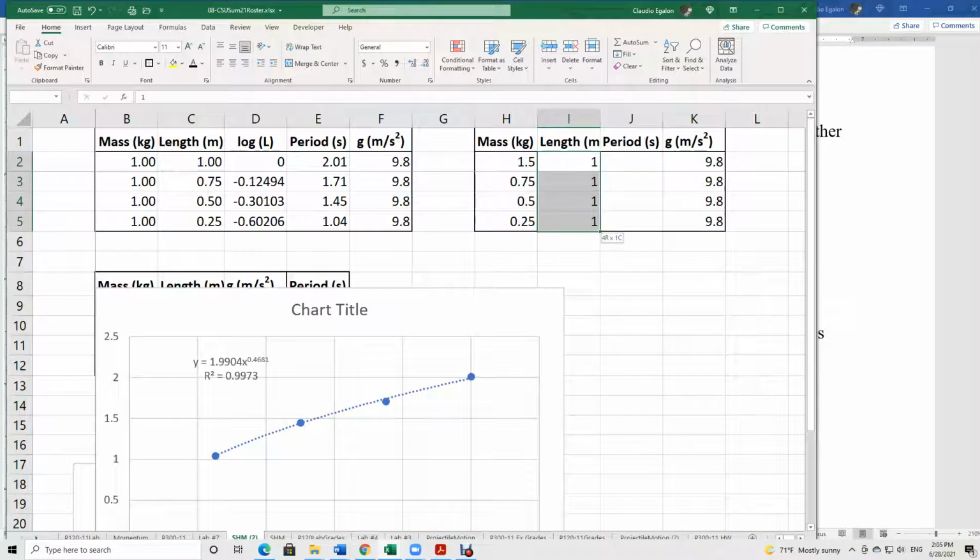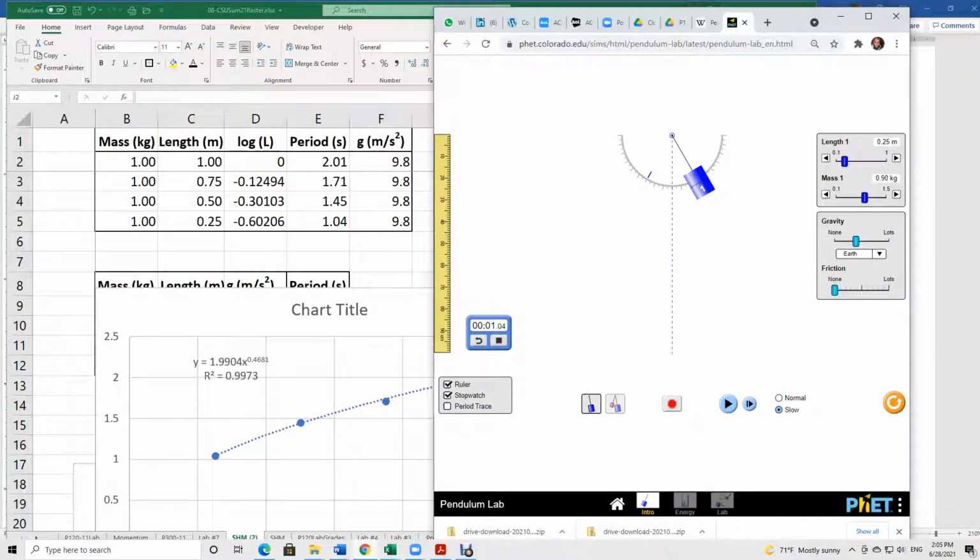I'm going to keep the length constant. Note that we already have, let me see here. No, okay. We have for 1 meter a mass of 1 kilogram, right? But I didn't put 1 kilogram here. So let's go ahead and collect the period for those masses and lengths. Repeat the experiment for change of mass. What you're going to find out is that there is no variation whatsoever in the period. The variation is very small.